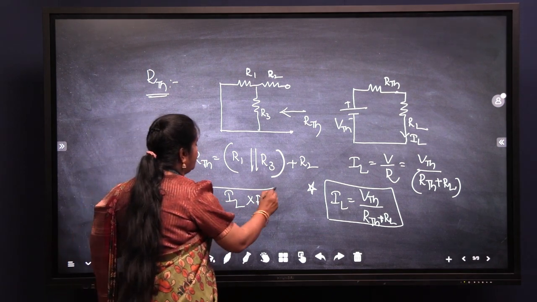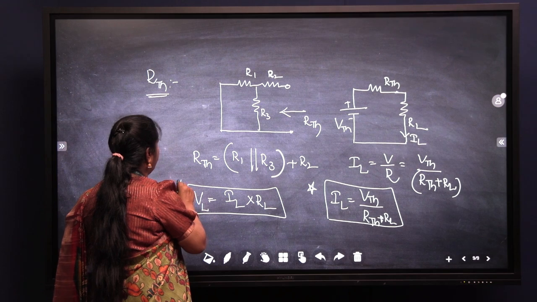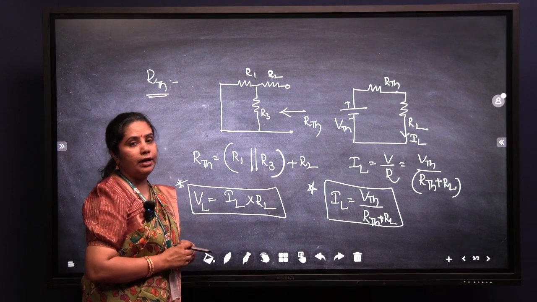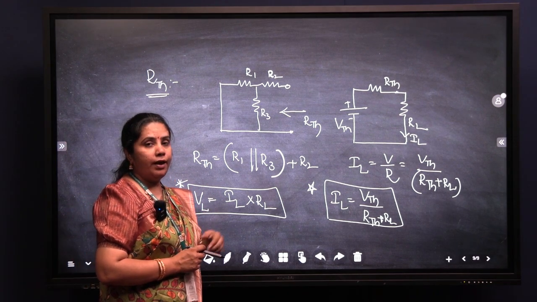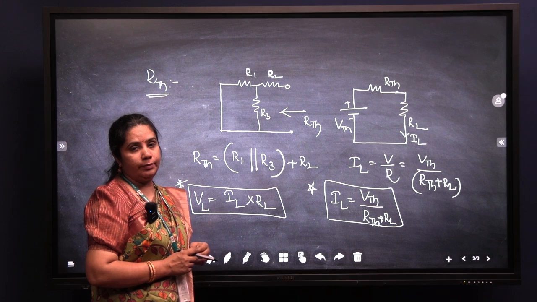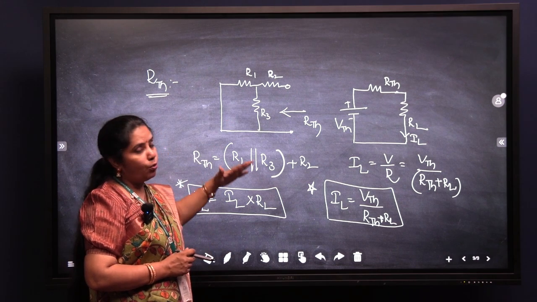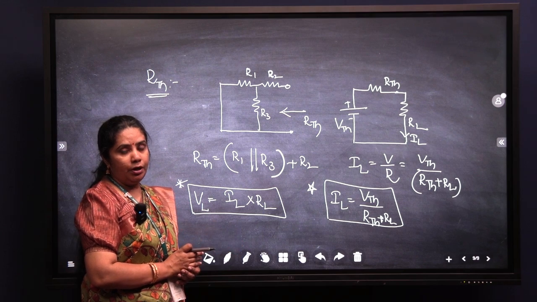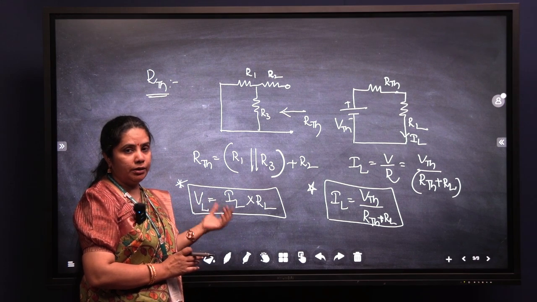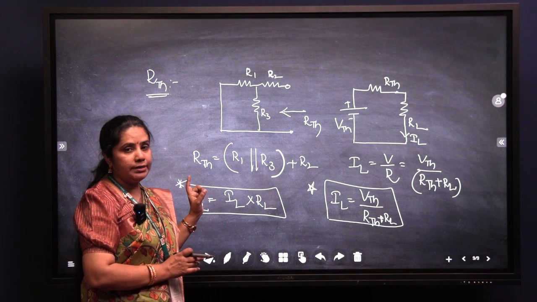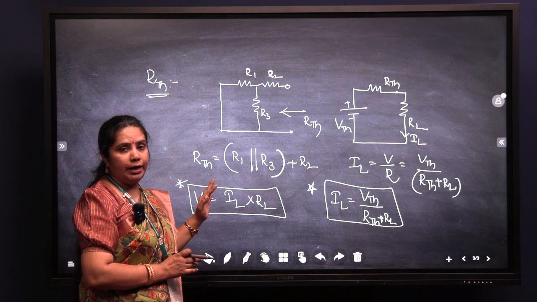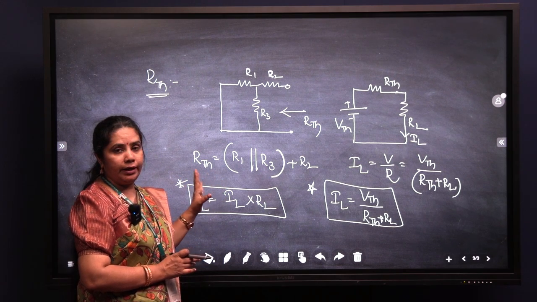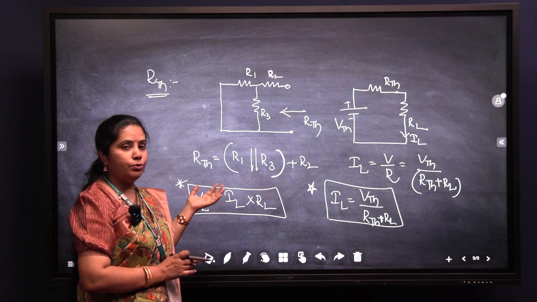So these are the two formulas we can use to calculate the current and voltage in the load resistance using Thevenin's theorem problems. This is the model I have taken by using Thevenin's theorem to calculate the load current and the load voltage. Let's see a simple numerical example, so that you can get a clear idea how to do any problem by using Thevenin's theorem.